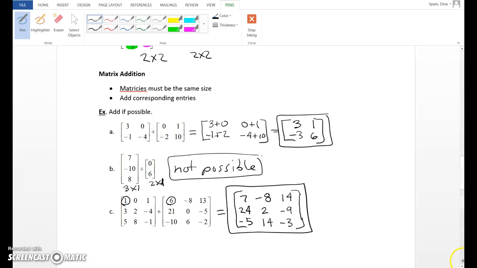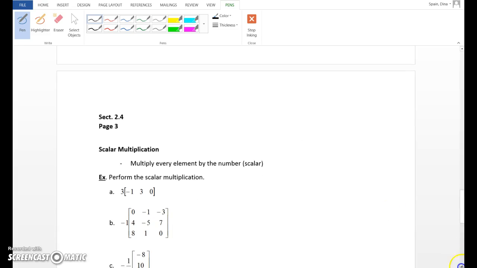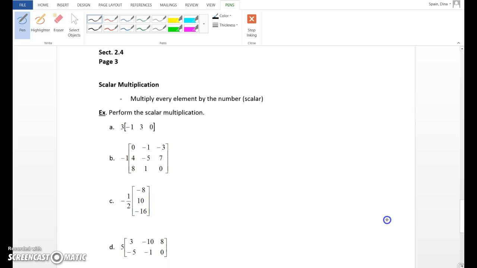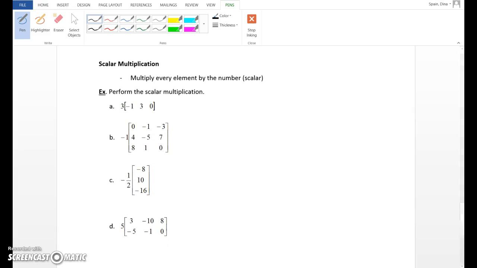Then the last thing, this is kind of a quick little section, I guess. It's pretty straightforward. Here's scalar multiplication. What we mean by a scalar is just a number that will be out in front of a matrix. What you do is multiply every element inside that matrix by that scalar, by that number that's out front. So it's not rocket science or anything, you just make sure you can multiply.